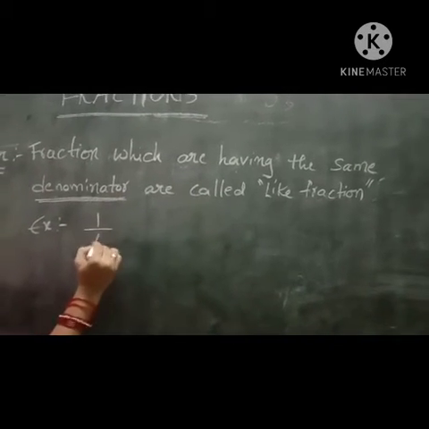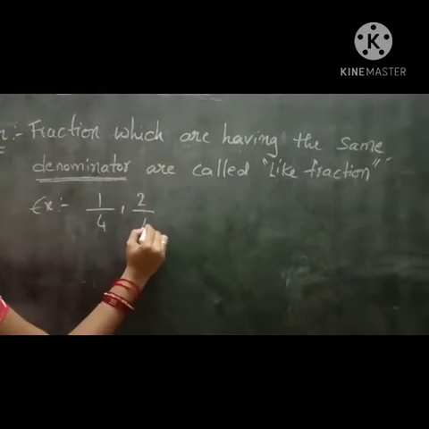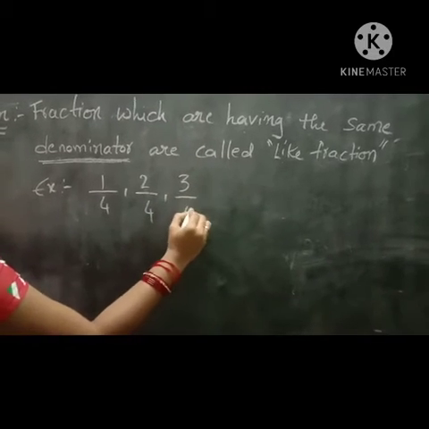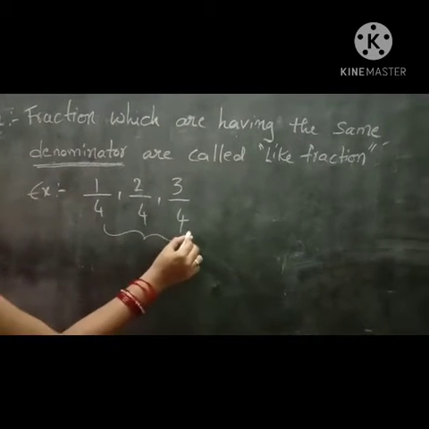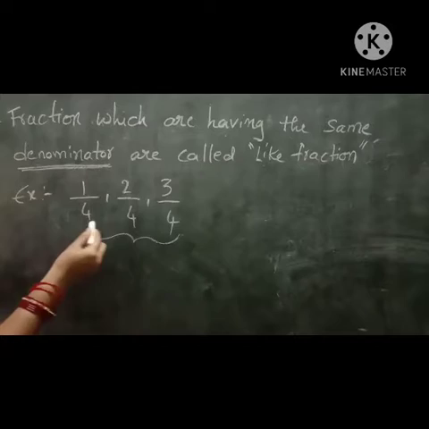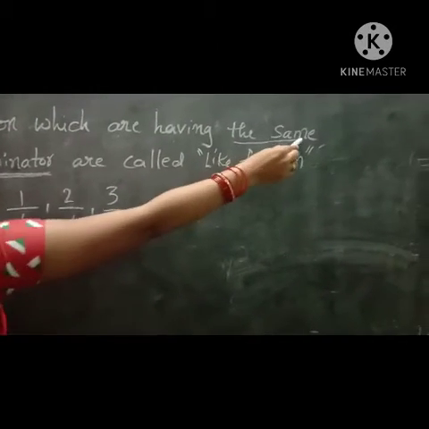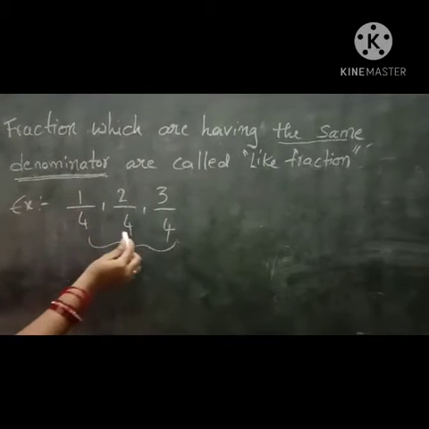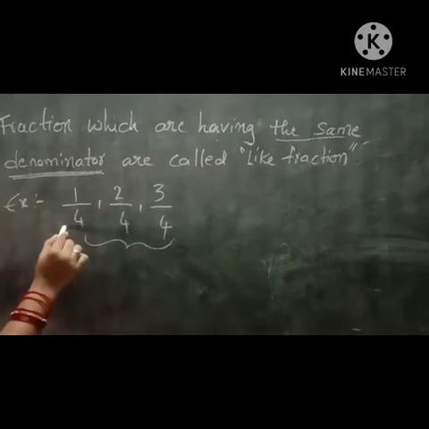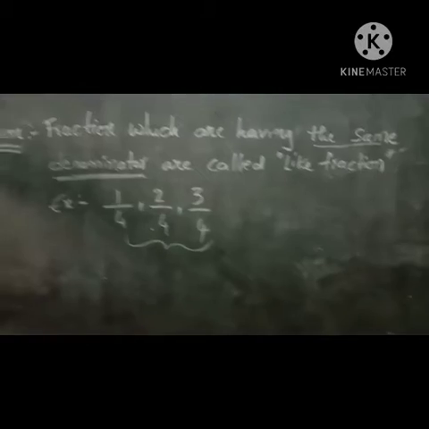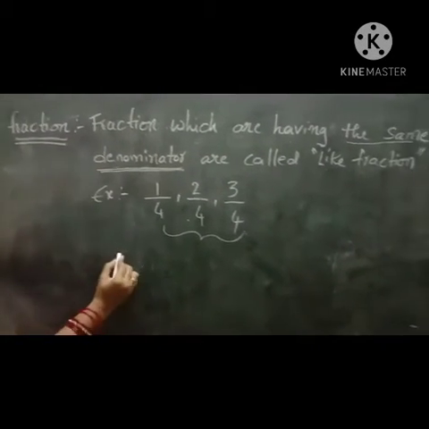See here the example: 1 by 4, 2 by 4, next 3 by 4. Here see the denominators. What are the denominators here? 4. Here also 4. Here also 4. What is the rule here? The same denominator. These are examples of which one? Like fractions.